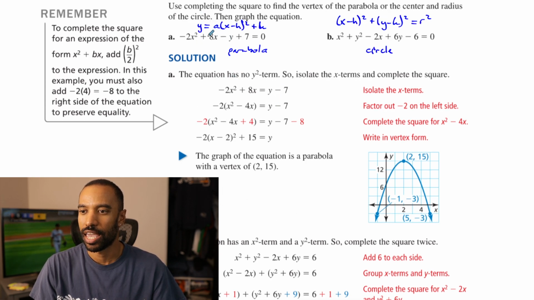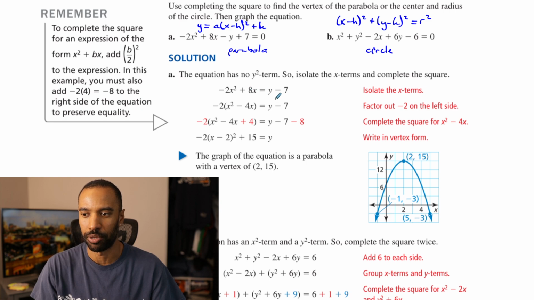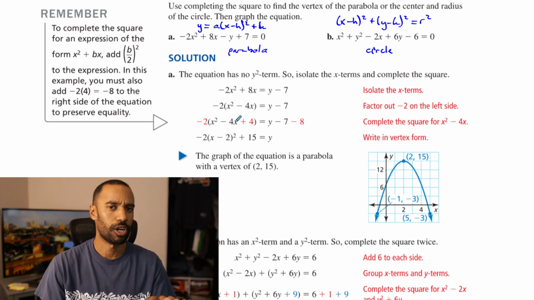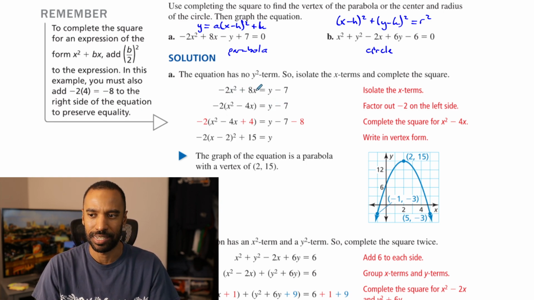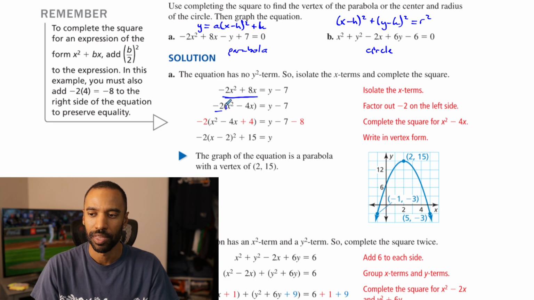Okay, they're saying on that part A, it has no y squared term, so we're going to isolate the x's and complete the square. I might write it a little bit differently, but I'm going to do the same idea as they're doing right here. Definitely get these by themselves, or at least make sure that that 7 is not going to be part of what I do for factoring. Factor the negative 2 out because you need a 1x squared right here. Factor that out, and then you complete the square inside.